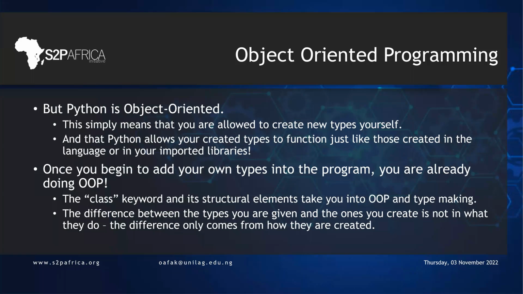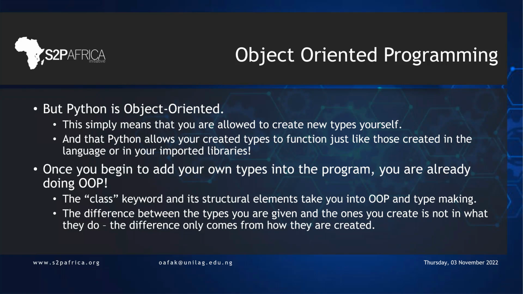Object-oriented programming means that you are allowed to create new types yourself, and that Python allows your created types to function just like those created in the language or in your imported libraries. The keyword that helps you to create new types is class. Once you begin to use the class keyword, you are already moving into the realm of object-oriented programming. Once you begin to add your own types into the program, you are already doing object-oriented programming.